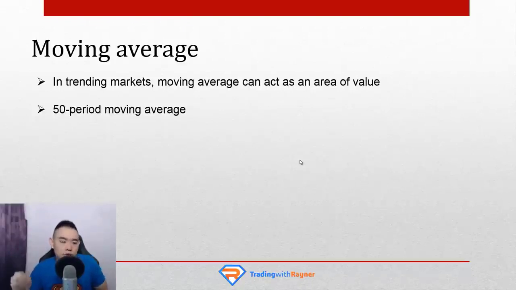The sweet spot. Of course, you don't have to use the 50-period moving average. Some people prefer shallower pullbacks, then they use the 20-period moving average. Some people prefer a deeper pullback, they use the 100-period moving average. So there are different types of moving average you can use. Ultimately, you have to find the type of trends that you want to trade.